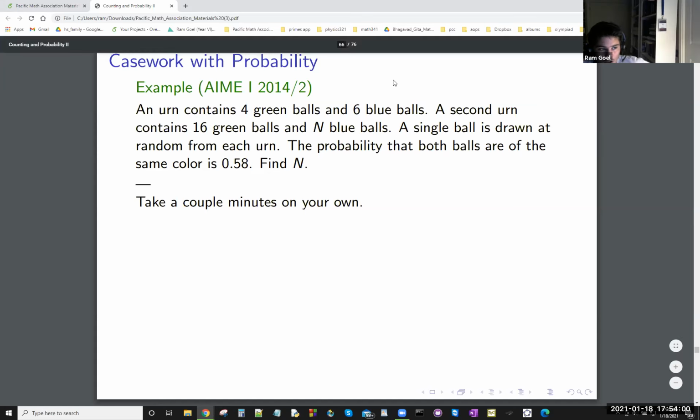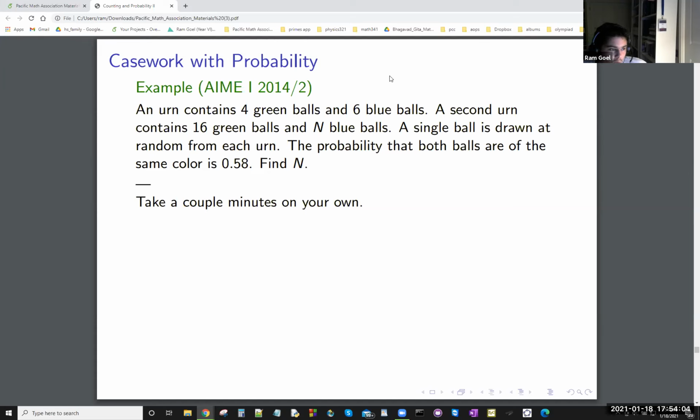All right. So let's just go over the problem really quick. So you have two bowls. One of them has 4 green and 6 blue, and the second has 16 green and n blue. You take each of the bowls and you draw one ball from each of them. So you have 2 balls. You're given that the probability that both balls are of the same color, either both green or both blue, is 0.58.